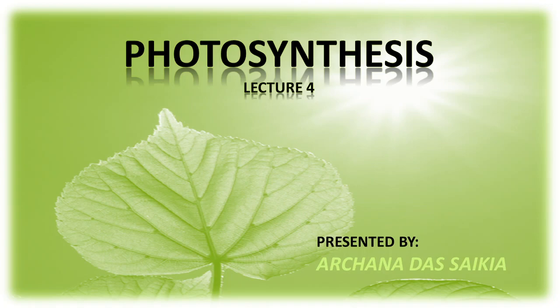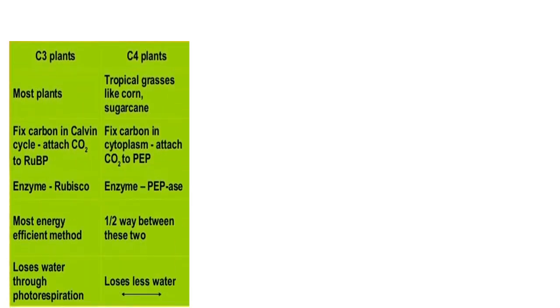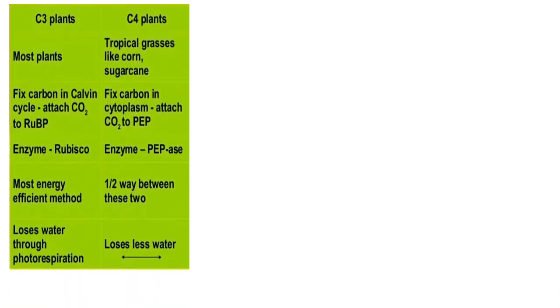To continue with the series on photosynthesis, today in the fourth lecture, we will try to learn about the C3 and C4 plants. Now, what are C3 and C4 plants? C3, that is 3-carbon, and C4, 4-carbon plants. Now, C3 plants are most of the plants that you see around you.